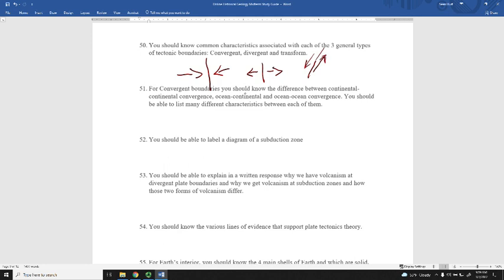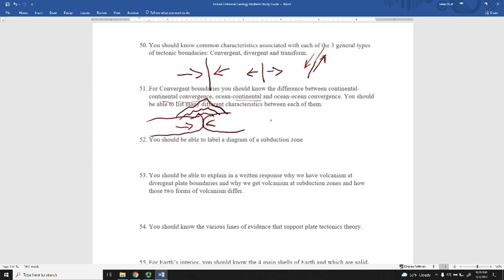Now, for convergent boundaries, you should know the difference between continental convergence and ocean continental convergence. Okay, so when 2 continents come together and converge, I'm going to draw 2 continents. Okay, converging. They're going to build up mountains and thrust fold belts, but they're especially going to build up mountains as they collide together. So this is like the Himalayas.